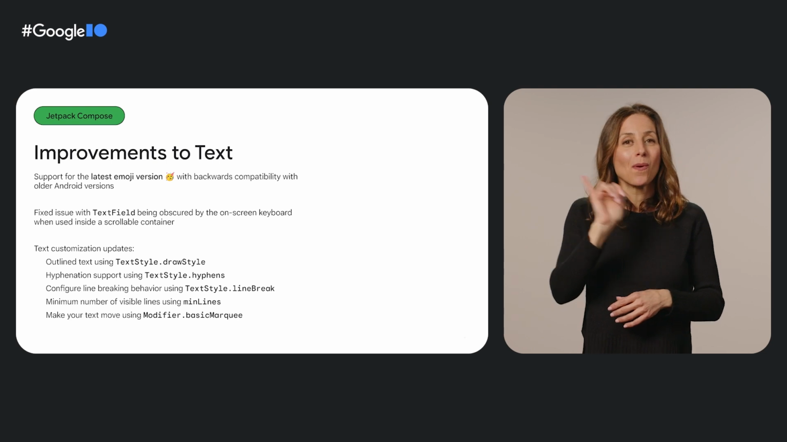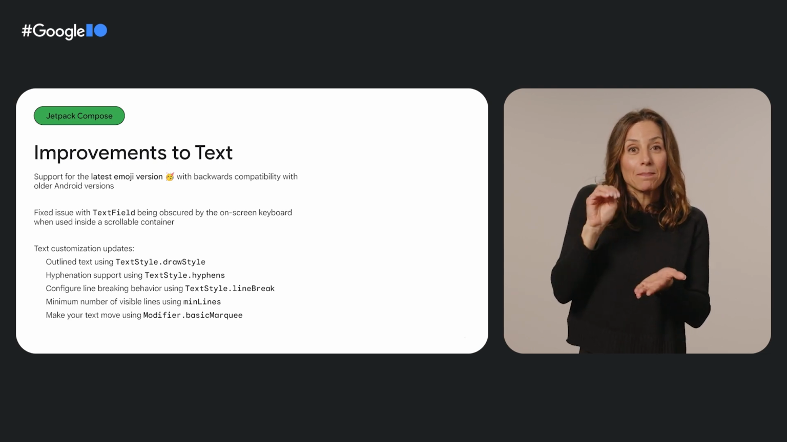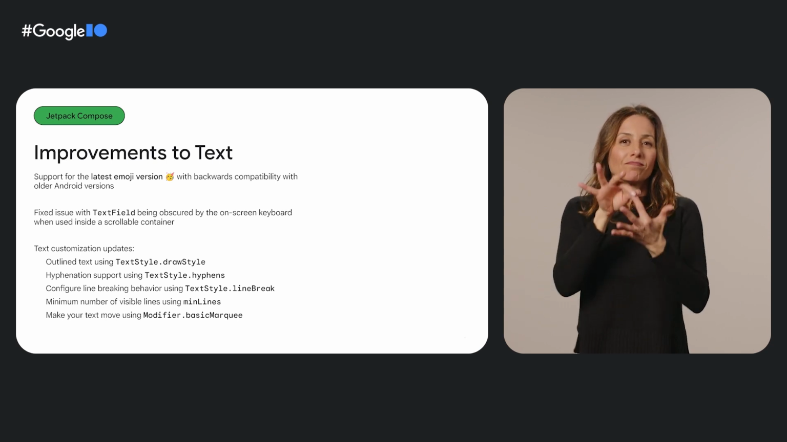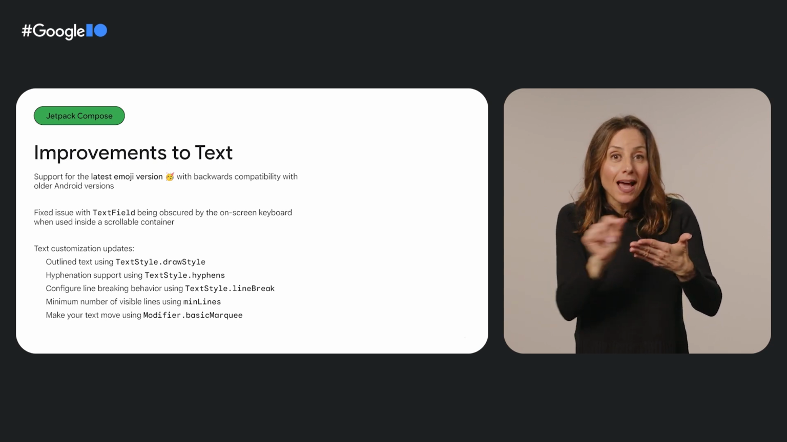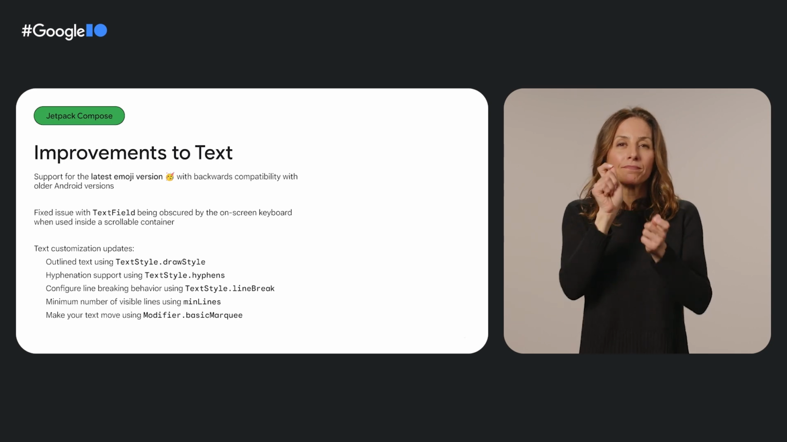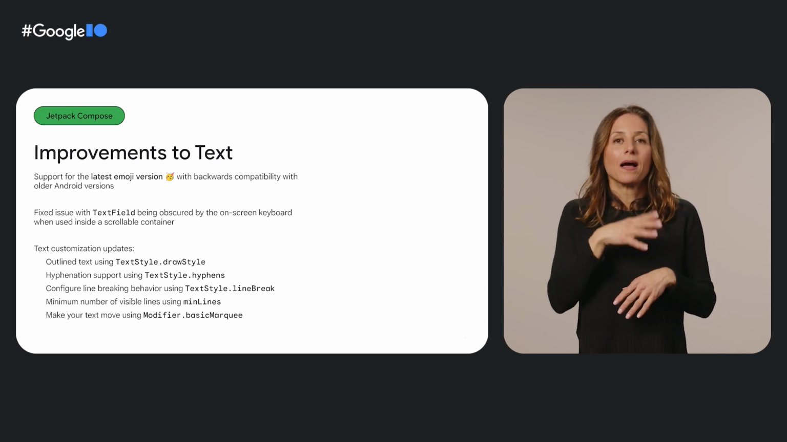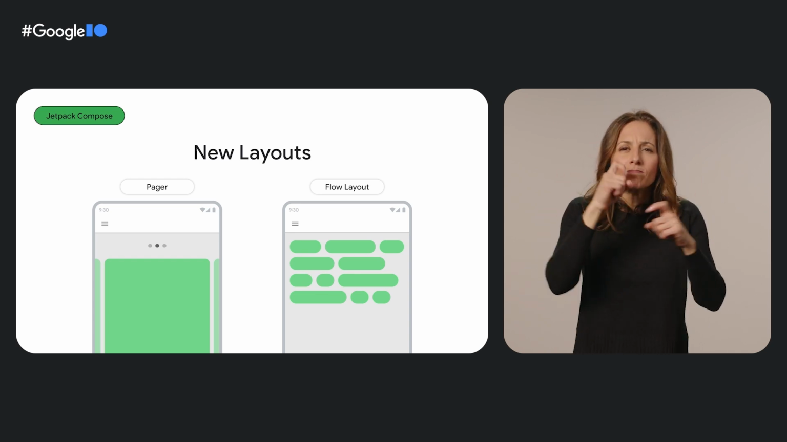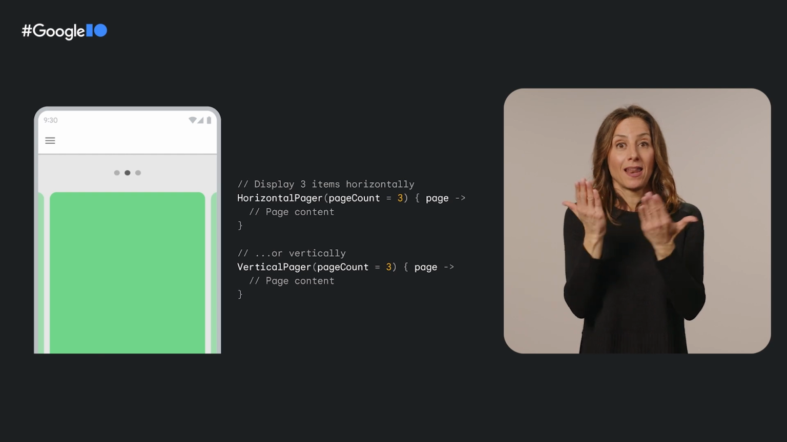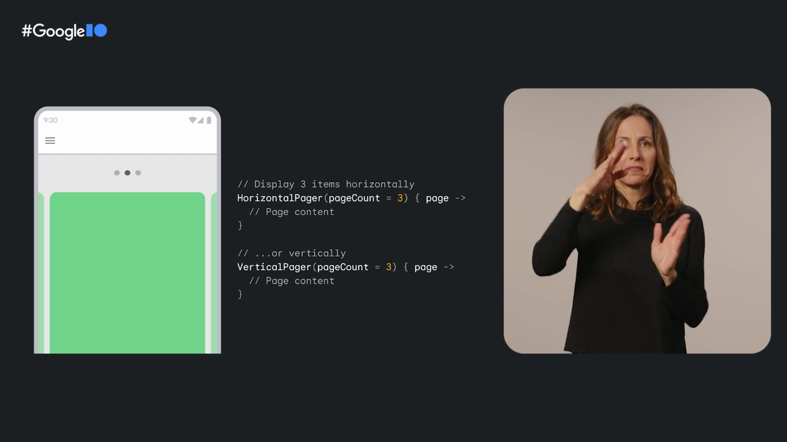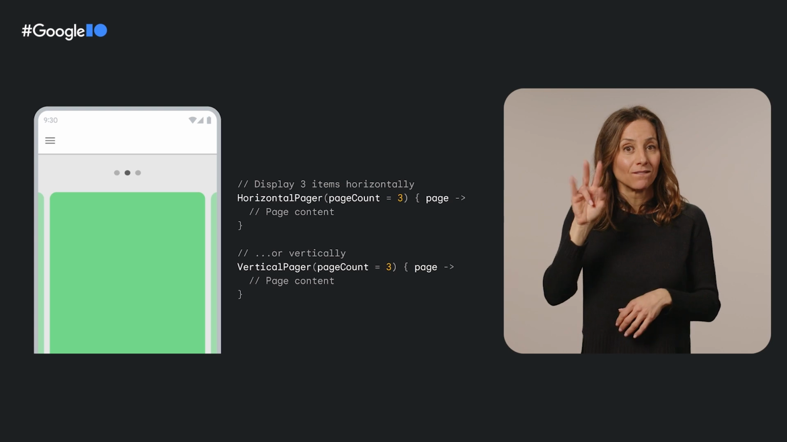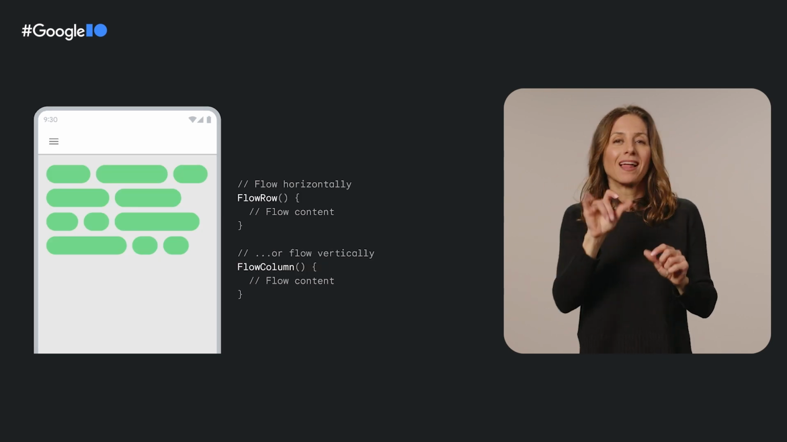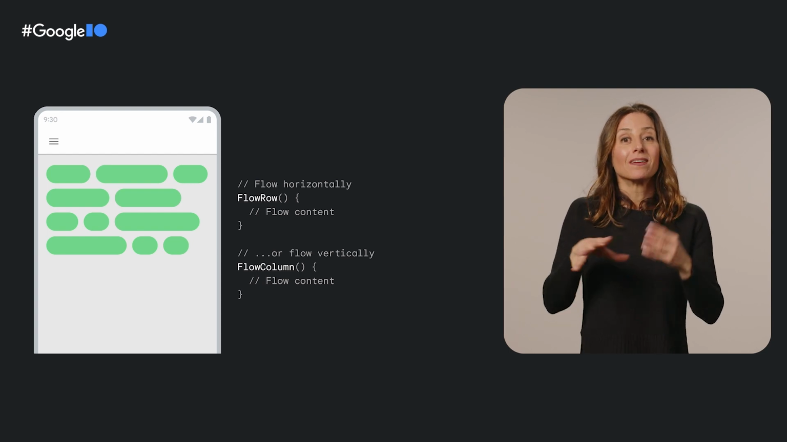Lots of improvements in text have also landed, like support for the latest emoji version. So now your users can be even more expressive. It also introduces customization features such as outlining text, hyphenation support, configuring line-breaking behavior, and bug fixes. New layouts have also been introduced to support complex design use cases. The new pager layout allows you to horizontally or vertically flip through content, similar to View Pager and Views. Whereas the new flow layout allows you to arrange content in a vertical or horizontal flow, much like lines of text in a paragraph.